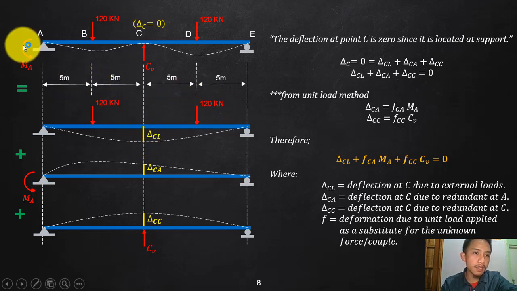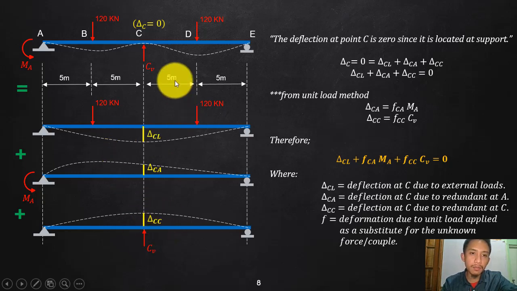How about if I apply my first redundant, MA? This will be the elastic curve, so that could be the shape of my deflected or deformed beam. We are still talking about the deflection at point C. If I apply that moment in that direction, since that is my assumption a while ago, that will bend your beam this way. So the deflection here is positive because that is originally here and that will go up. So we have now a positive deflection, which is trying to cancel that negative deflection.